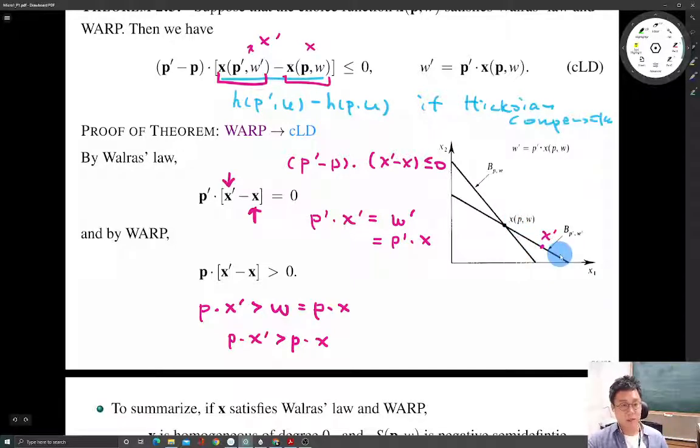The price vector p is the perpendicular vector to this budget line, the original budget line. And then x prime minus x, this is x prime, and this is x. So we have this vector.